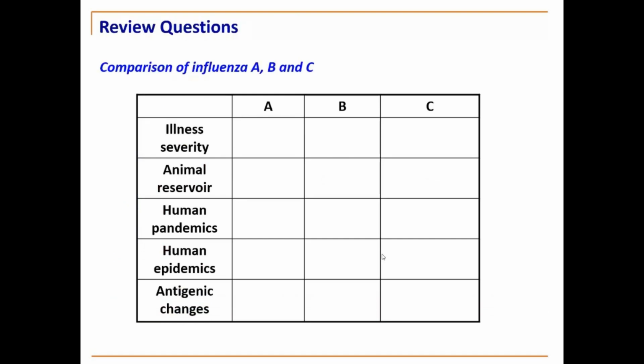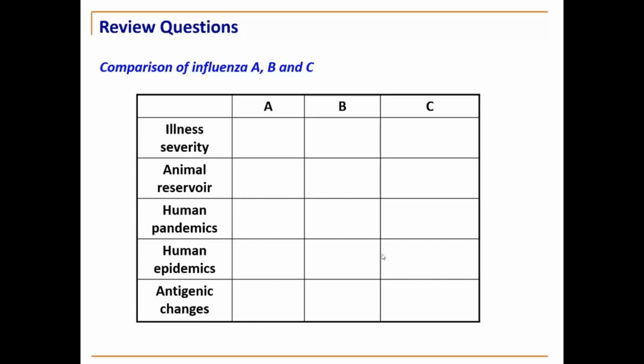So really I want you to do a little comparison table, and I want you to think about what you have learned about influenza A, B and C. Which is the nastiest? So what's the illness severity? We can just put pluses in there. What's the animal reservoir? So where can it actually multiply? Do we have human pandemics? Do we have human epidemics? And what are the antigenic changes? Is it drift, shift, or both? Okay, so press pause and have a little bit of a think. What can you remember on these different types?